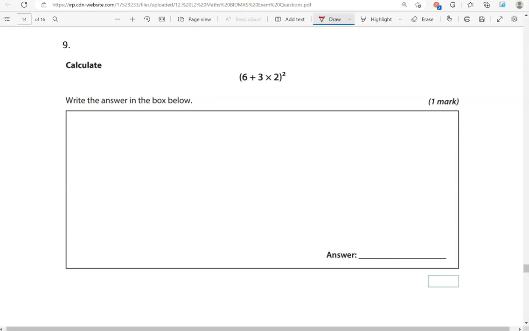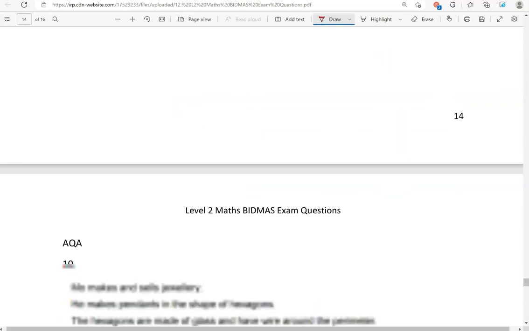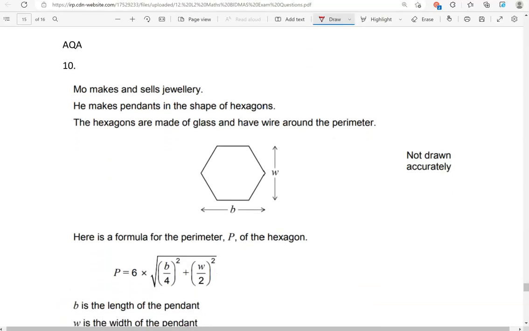Now we have to calculate 6 plus 3 times 2, all squared. So we've got to work within the bracket first. BIDMAS tells us that. So we'll do 6 plus 3 times 2. So we need to do multiplication before we do addition. So 6 plus 3 times 2 is 6, so that's going to be squared. 6 plus 6 is 12. 12 squared is 144. And you can use a calculator to work out 12 times 12 if you like.